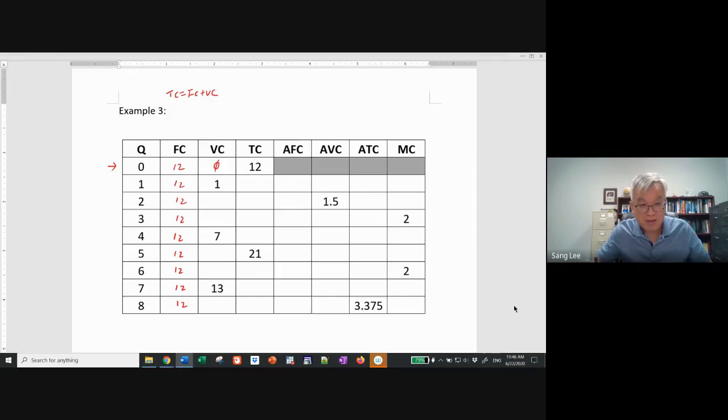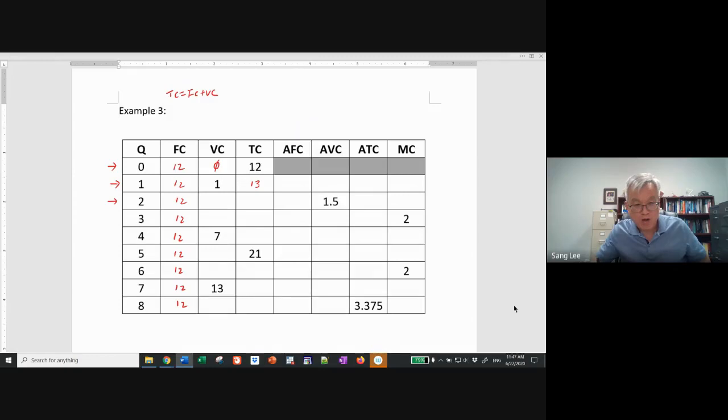Okay, now, when you produce 1 unit, total cost is, we don't know, but we do know fixed cost and variable cost, right? So 12 plus 1 is what? 13. Okay. Now, this one is a little challenging, but you can do it.